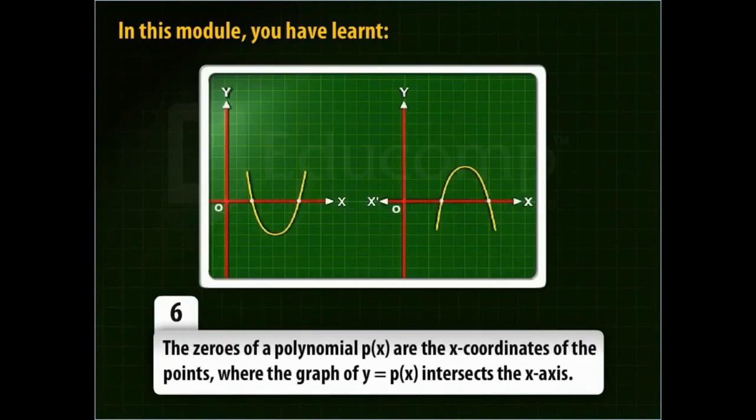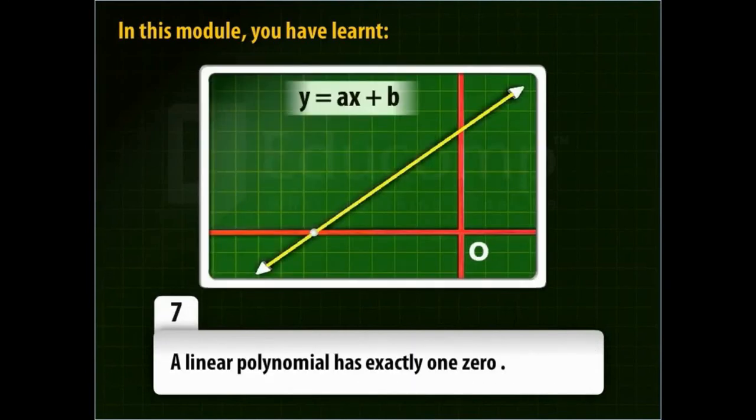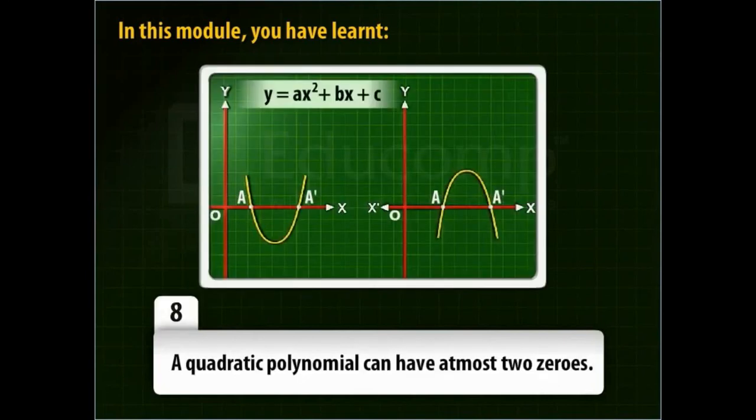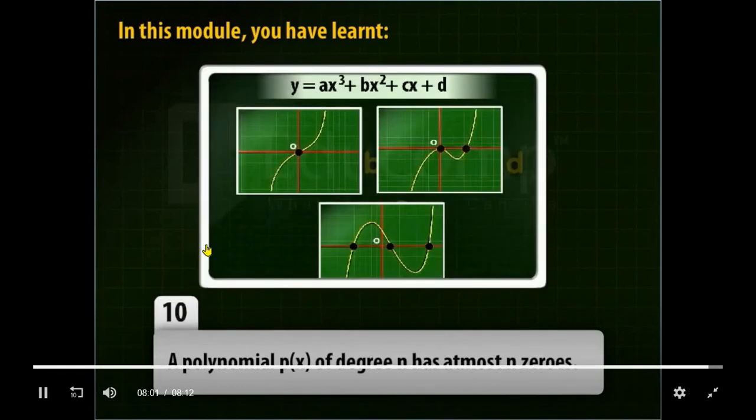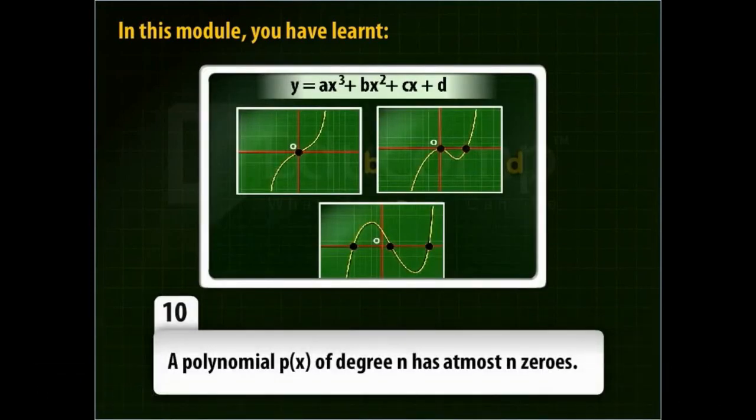The zeros of a polynomial p(x) are the x-coordinates of the points where the graph of y equals p(x) intersects the x-axis. A linear polynomial has exactly 1 zero. A quadratic polynomial can have at most 2 zeros. A cubic polynomial can have at most 3 zeros. A polynomial p(x) of degree n has at most n zeros.